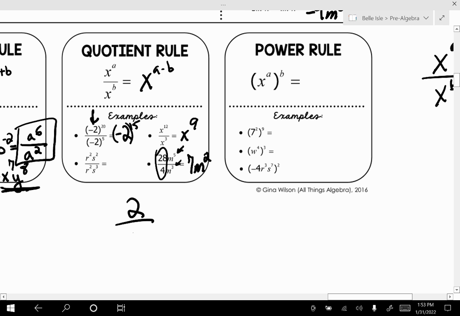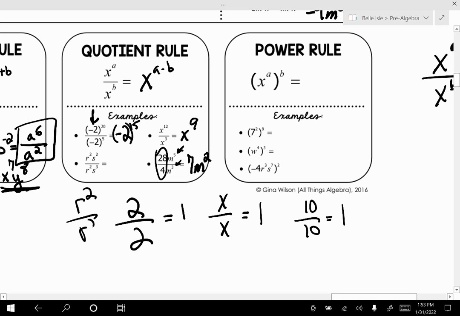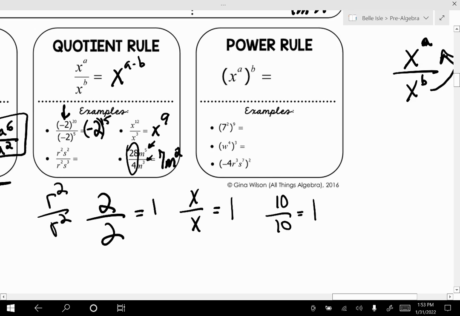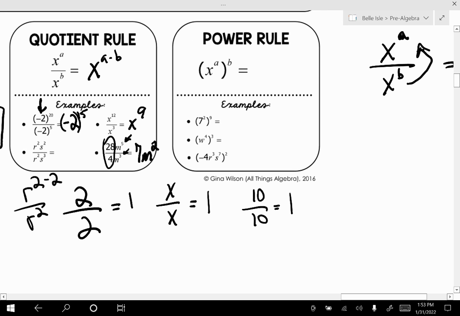So if you have 2 over 2, what does that equal? 1. If you have x over x, what does that equal? 1. If you have 10 over 10, what does that equal? 1. So if you have r squared over r squared, what does that equal? 1. Okay. Now, the quotient rule for exponents shows you why that works. Because if we move this up, it's going to be 2 minus 2. That comes out to r to the 0 power, which is 1. Okay. They are both 1, and we get there in different ways with different rules.